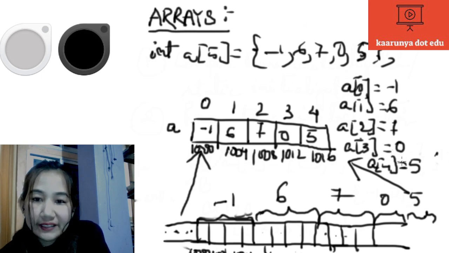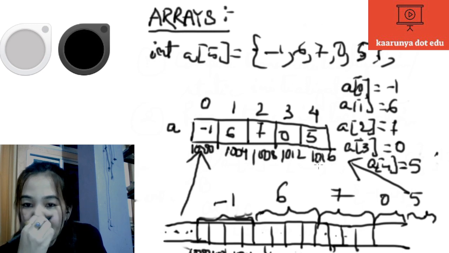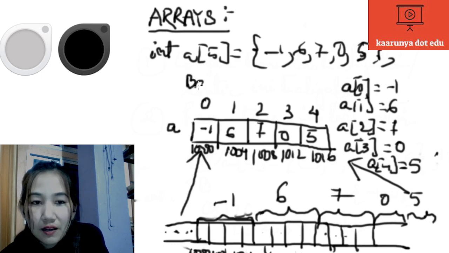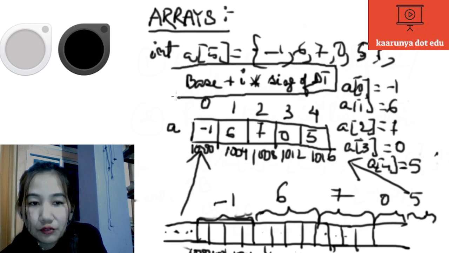But how do we find the address of the array elements? The addresses are 1000, 1004, 1008, 1012, 1016, right? How can we find the address? We have a formula. The formula is base plus I into size of the data type. Using this formula, we can find out the address of the array element. Here I is nothing but the index.